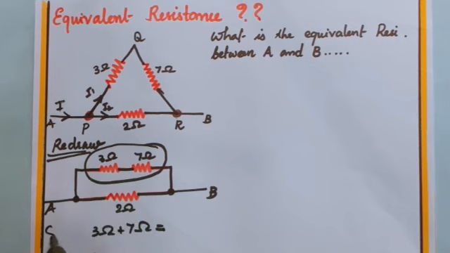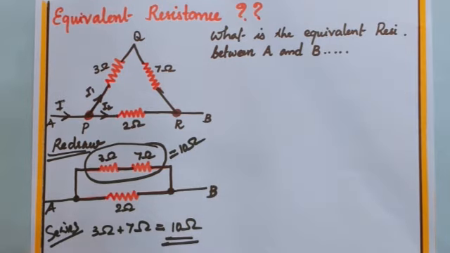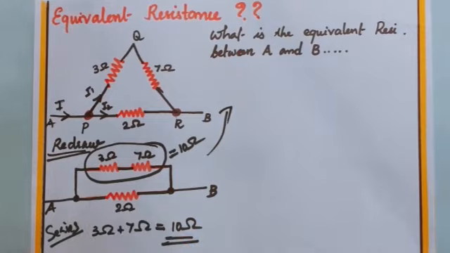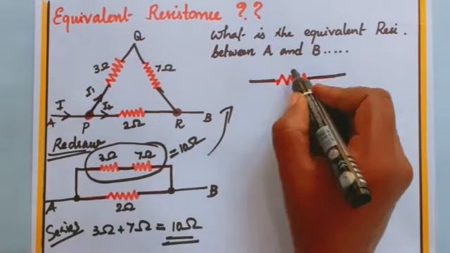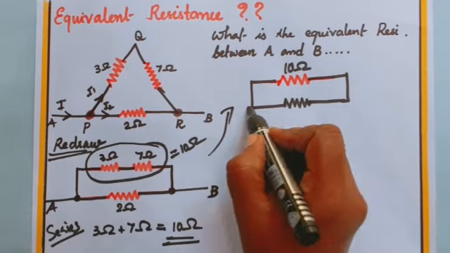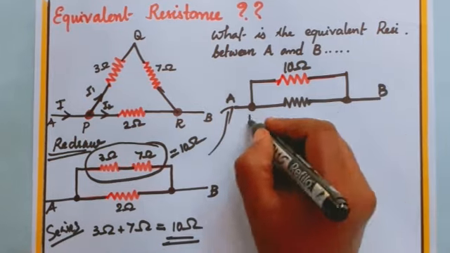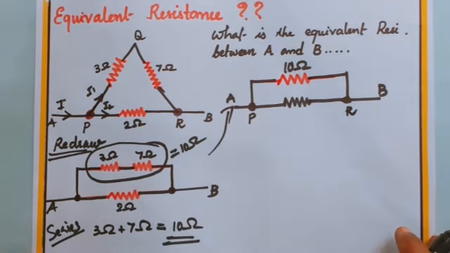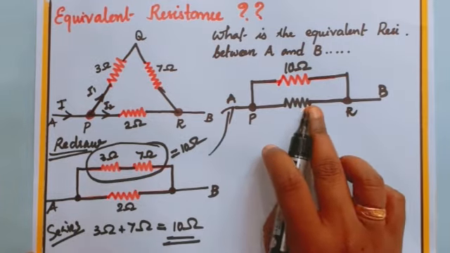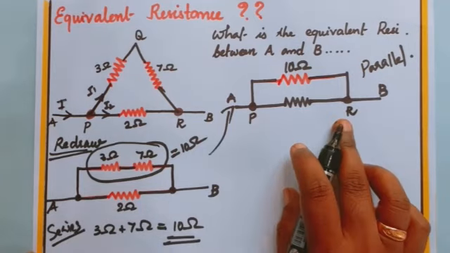Here we can see 3 ohm and 7 ohm resistors are in series combination. So we have to find out the equivalent resistance for that. Then we got 10 ohm as the equivalent resistance. Then we have to redraw the circuit again. Instead of 3 ohm and 7 ohm, we have to draw 10 ohm only. Then the 2 ohm is parallel to the 10 ohm. So now the resistors are in parallel combination.